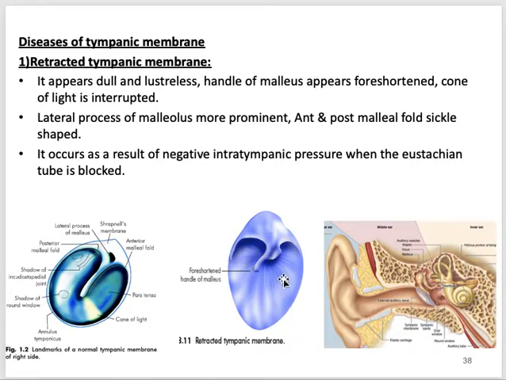Why did this happen? Because the Eustachian tube, which basically maintains the pressure of the middle ear, is blocked. That's why the tympanic membrane gets retracted.